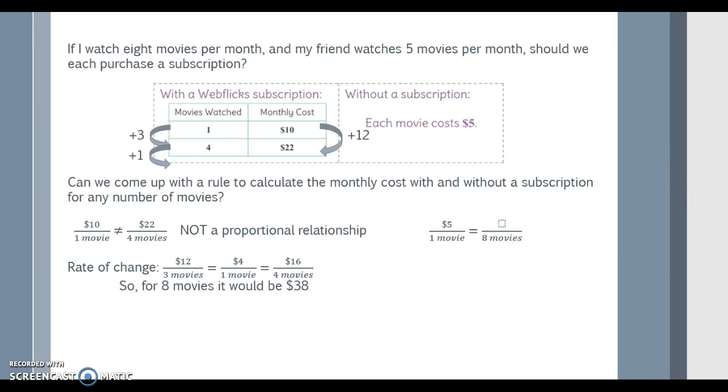So $5 for one movie is how many for 8 movies? Well, 1 times 8 is 8, and 5 times 8 is 40. I should purchase a subscription.